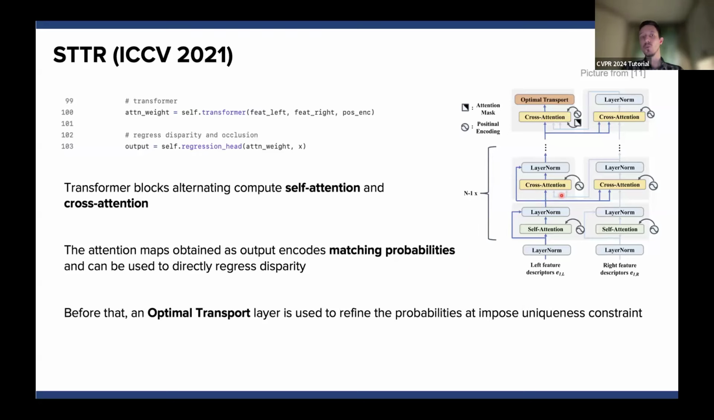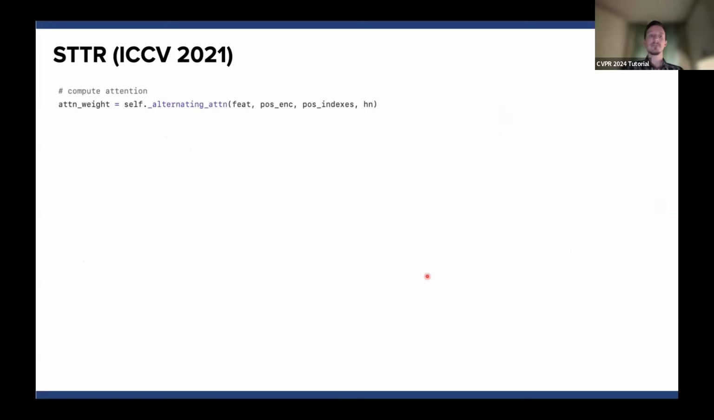And the good point of computing cross-attention between tokens is that, similarly to RAFT-Stereo, here we are no longer bound to a disparity search range. In particular, since we compute the attention between a token on the left image and all of the tokens on the right image, we could possibly estimate disparity up to any disparity distribution. Of course, this attention map can be used as matching probability, but since these probabilities are very coarse, the authors propose to use an optimal transport layer to refine and improve the probabilities obtained from the attention maps.